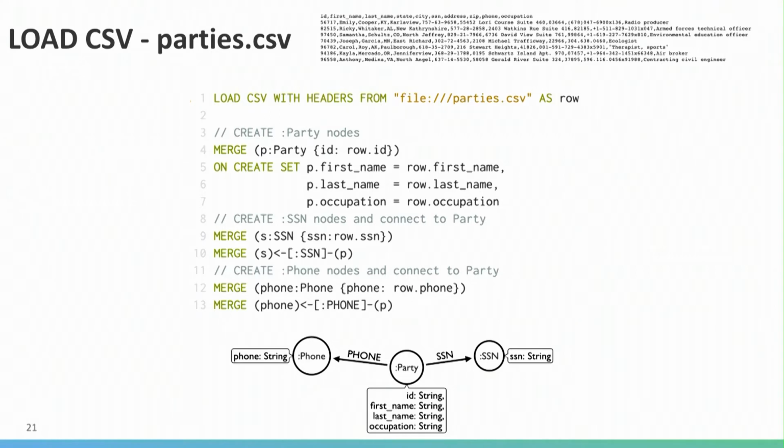In his case, he's creating parties. That's the MERGE Party. He's setting a few properties for each of the parties. Then he's creating the social security number node and tying that back to the original party. Then creating the phone number node, and again, creating that relationship back to the original party. That's all he's doing. He's taking that row tabular data format and transforming it into a graph pattern that you see there at the bottom.